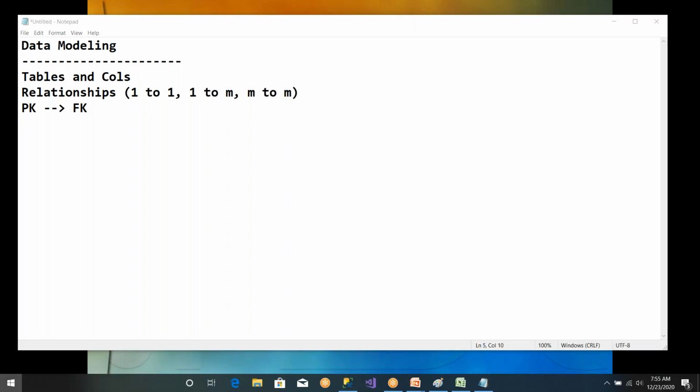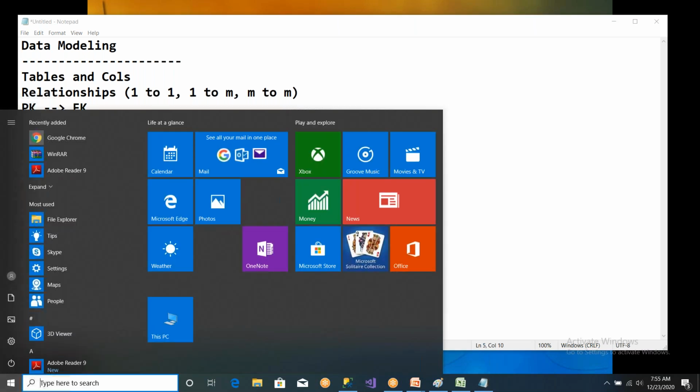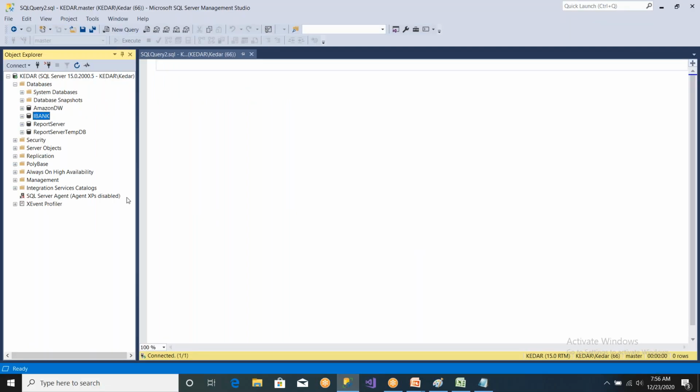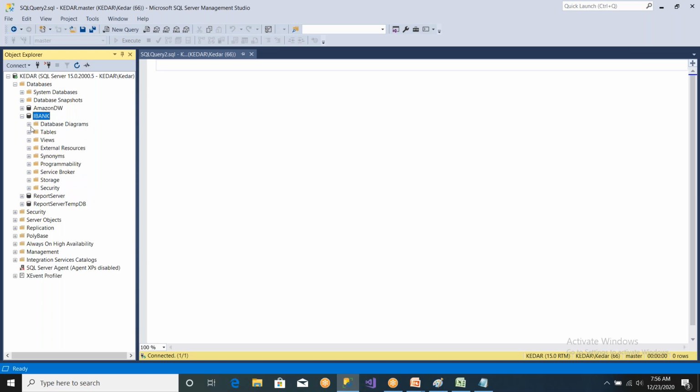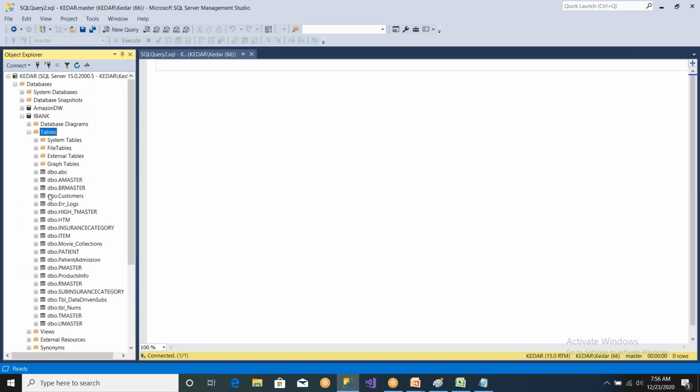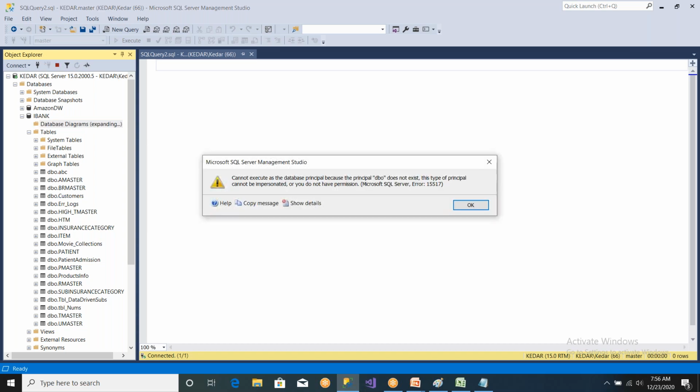If you go to a lot of databases, you can see these diagrams. So I have a table. A lot of tables are available, but which is the primary key, which is the foreign key, and how those are linked, you can create a database diagram here.